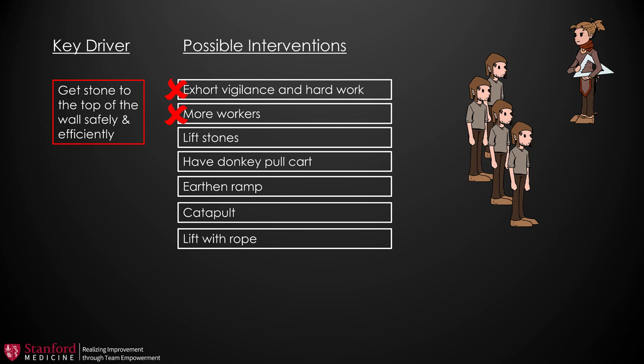Pull the stones up with a rope. You test all of these ideas. You find that lifting the stones up the scaffolding is even more dangerous and requires more people than the cart, so you cross that one off.